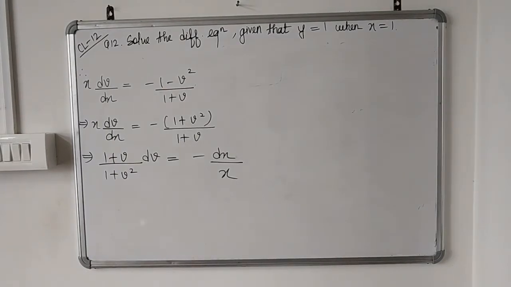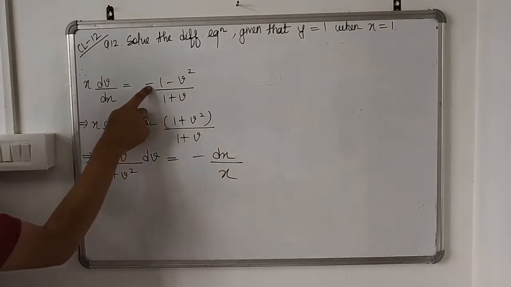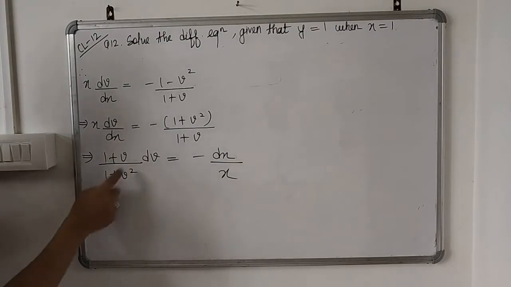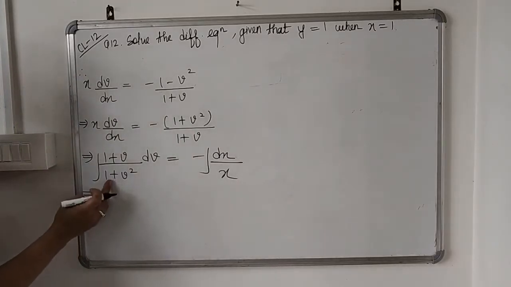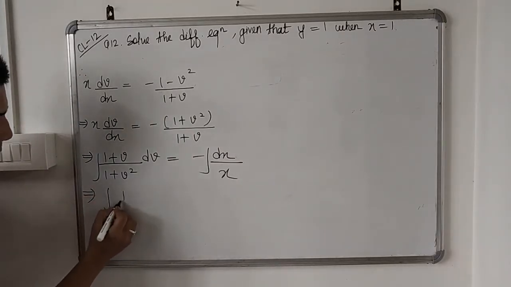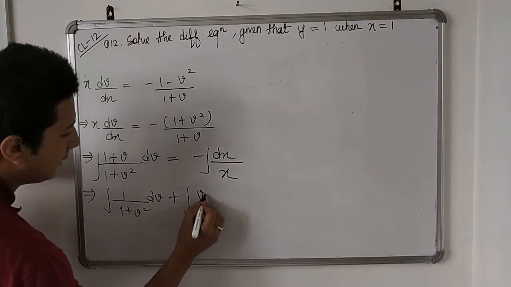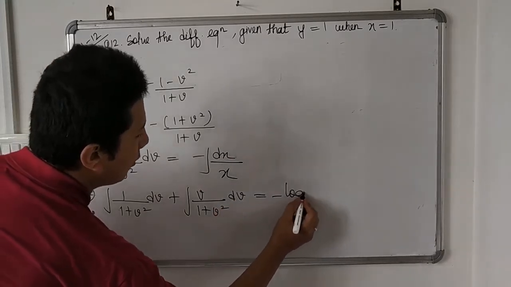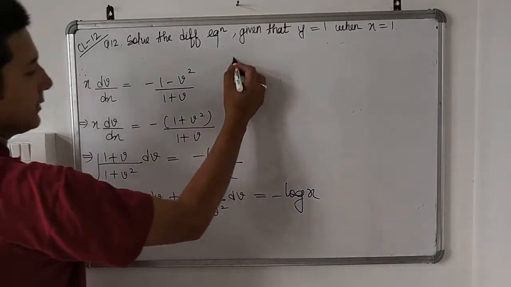Alright students, now we'll do separation of variables, that is 1 plus v divided by... so first take minus common, 1 plus v square. Now cross multiplication, separation of variables is done. So now we can take our integration. Here, how to integrate? Please separate it: 1 by 1 plus v square dv plus v by 1 plus v square dv is equal to minus log x.